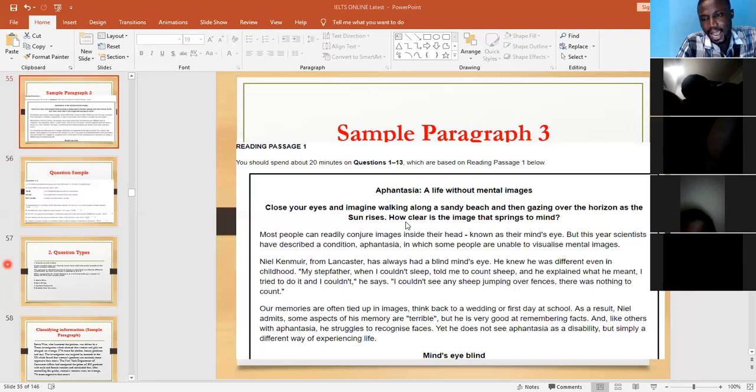And please do not forget, one of my recommendations is after reading every paragraph, you go to the question. It's going to take you flipping over your paper a lot of time, but the benefit is that you'll be more accurate.